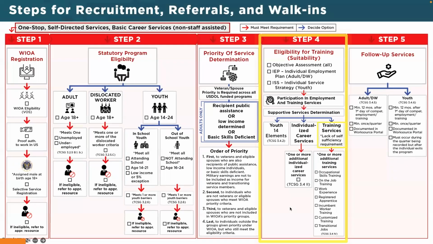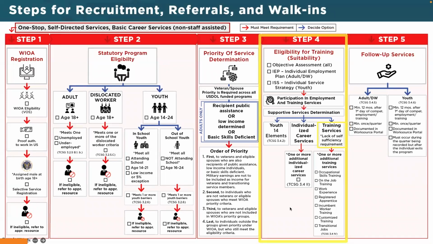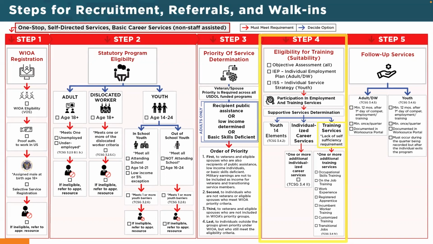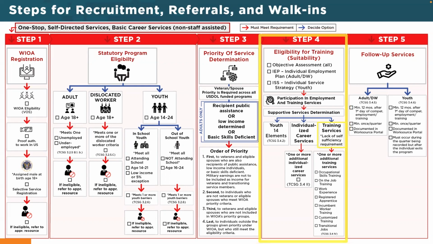This is our job aid, and we are under step 4, training services. You learned from Montevia about eligibility for training services, including completion of an objective assessment, individual employment plan, and meeting one of their requirements, such as being unlikely or unable to obtain or retain employment that leads to self-sufficiency.